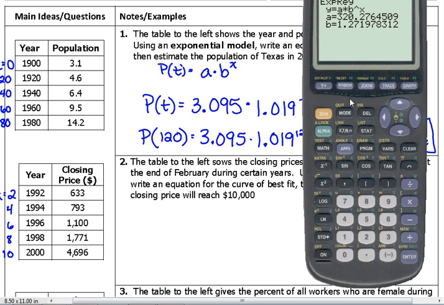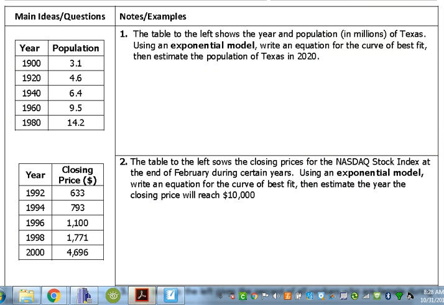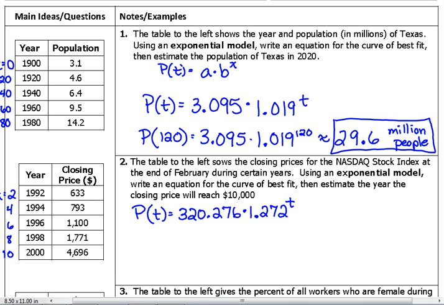So we'll stick with P since we're talking about price. So P of t is 320.276 times 1.272 to the t. So that's our model. Let's look at the question. It says, estimate the year the closing price will reach $10,000. So it doesn't give us a time to plug in, it's asking for the year.